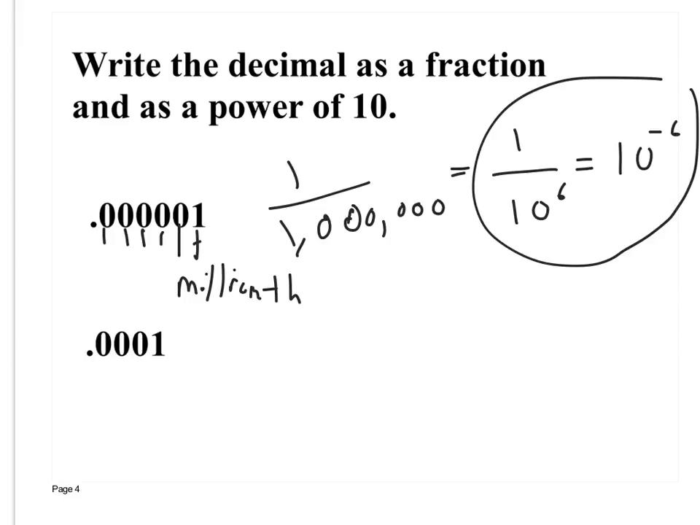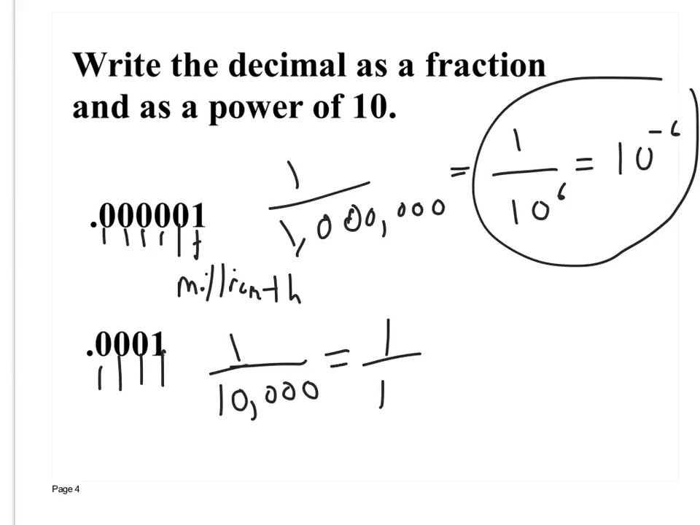That's all you do. So let's do 0.0001. Well, first thing I do, 1 over, I figure out what number has to go on the bottom. So I count. This is the 10th, this is the 100th, this is the 1000th, so this would be the 10,000th. So I'd write the 10,000 underneath. That's how you figure that.